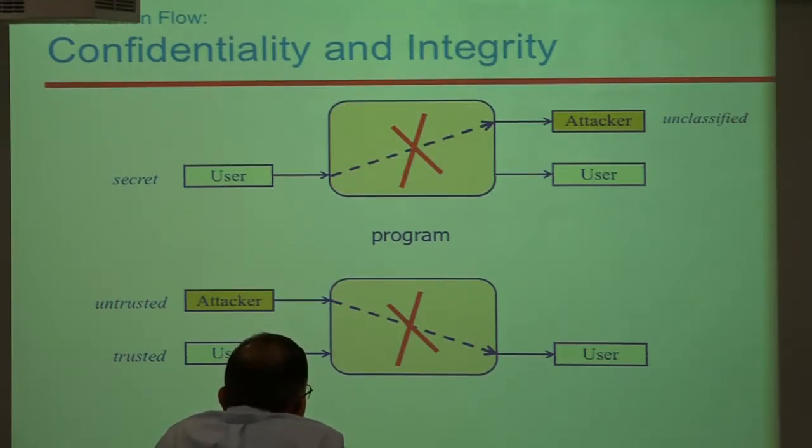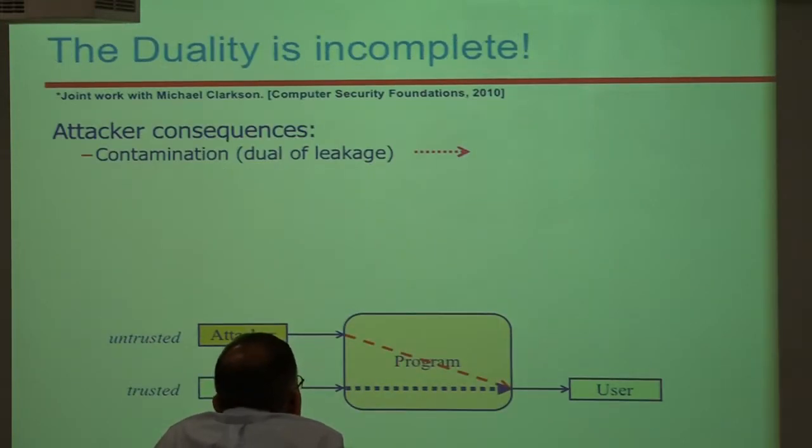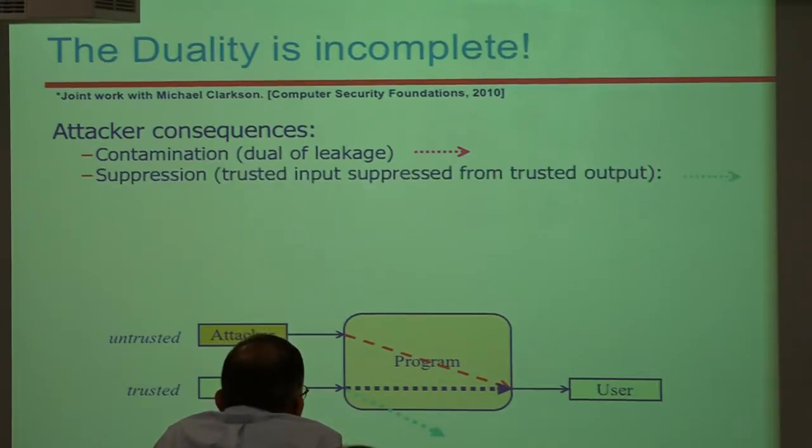And so that was the way this result was going to work. And the result now is that the dual of confidentiality leakage is something we might call contamination. And I would think that we are done, but we're not. Because an attacker, by submitting untrusted information, can, instead of corrupting what the receiver gets, simply jam the channel and prevent less information from flowing.